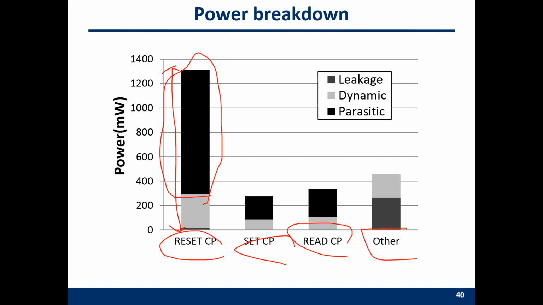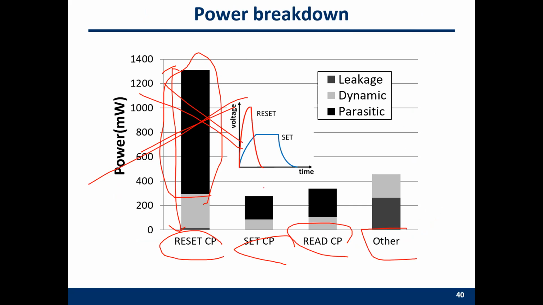We have to pay this overhead, but it actually has no influence on our writes. So our goal is to eliminate this wasted power overhead. Because the reset has a higher output voltage, this is the reason why the reset charge pump wastes more power than the set charge pump here. So this is our goal.